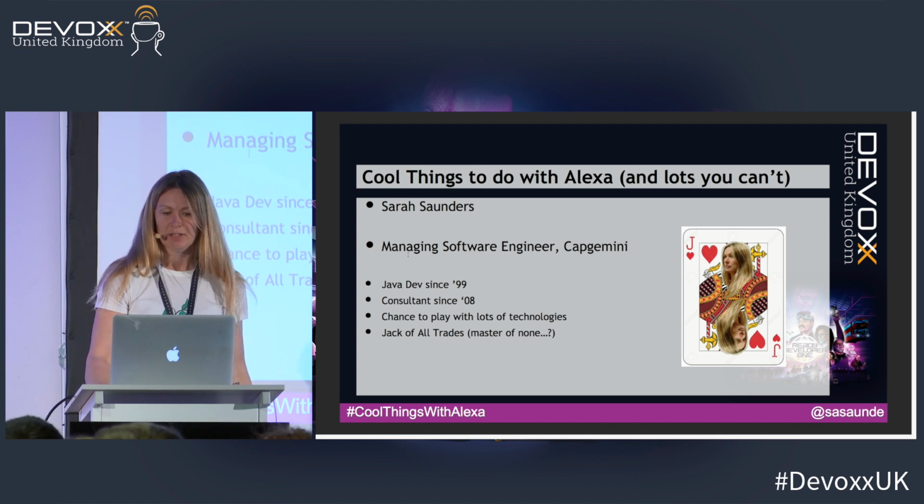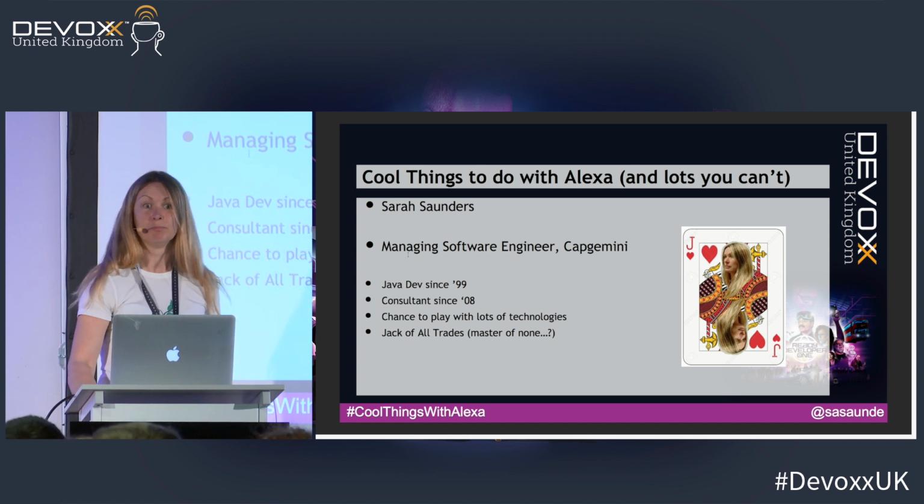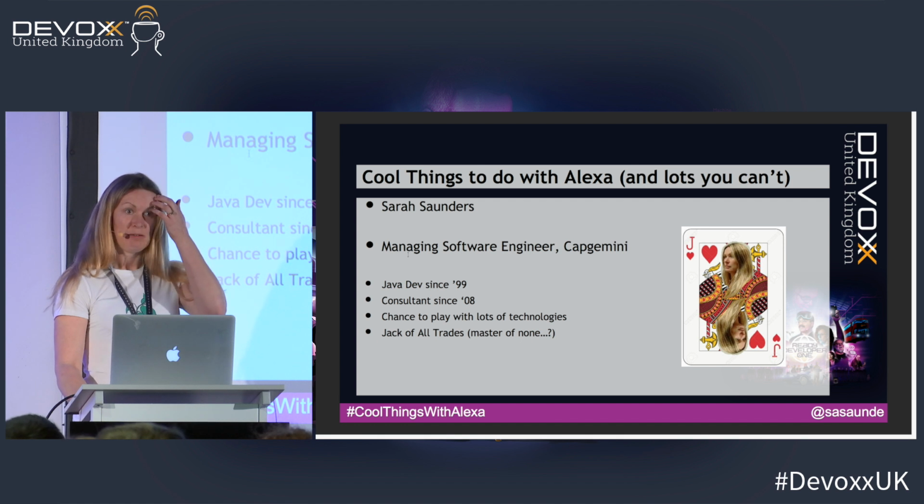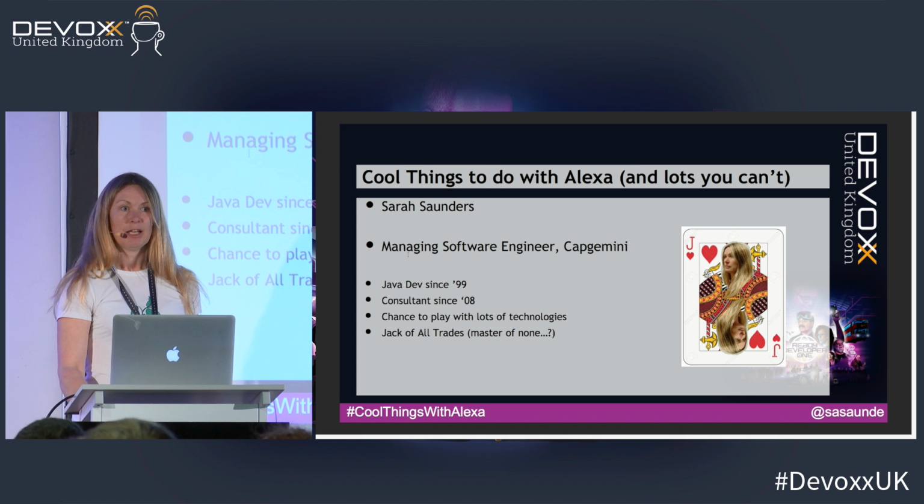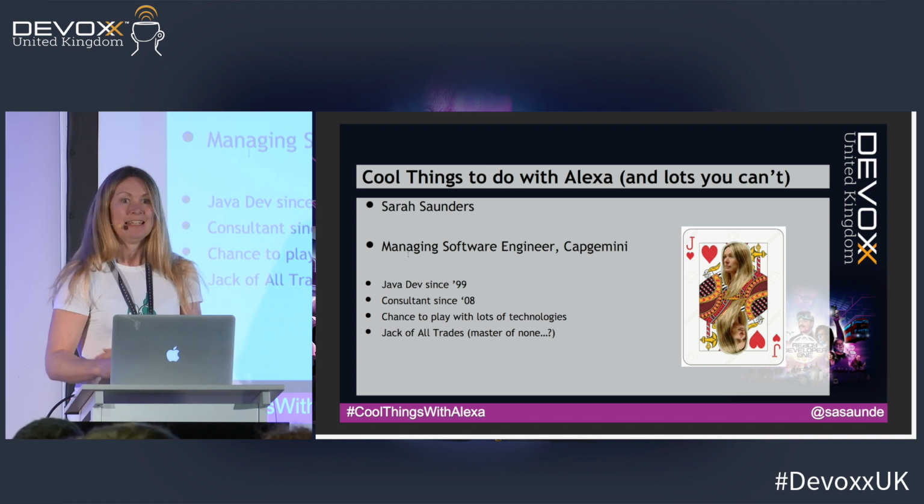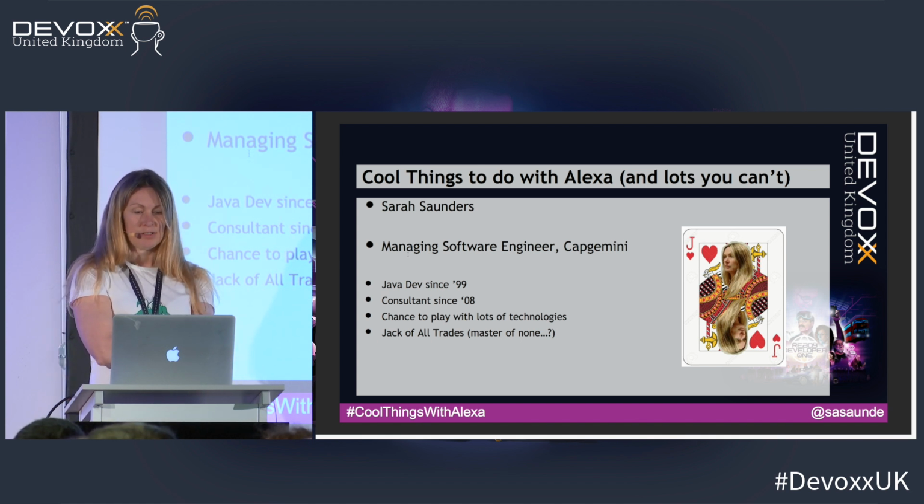Brief bio to start with. This is my talk about building apps for Alexa. My name is Sarah Saunders. I'm a software engineer at Capgemini. I did a computer science degree in the 90s, and I was a Java dev for a while.